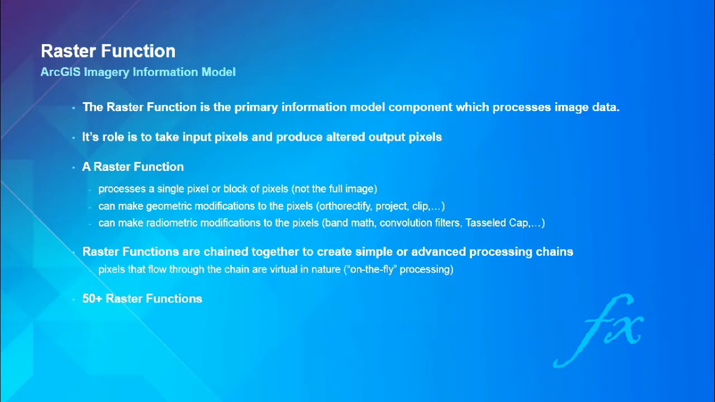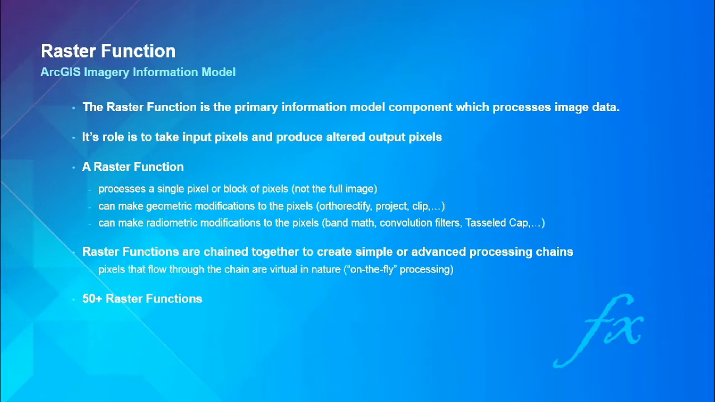So what is a raster function? It's the primary component responsible for processing pixel data, right? They can be geometric, they can be radiometric, which is, they can do an orthorectify versus doing a bandmath, right? They take a chunk of pixels from an image as input, they do something to it, and they hand out a new one. And then the next function takes that result, does something to it, processes a new one. And in most cases, it's all happening in memory. That's why you hear the term on the fly.